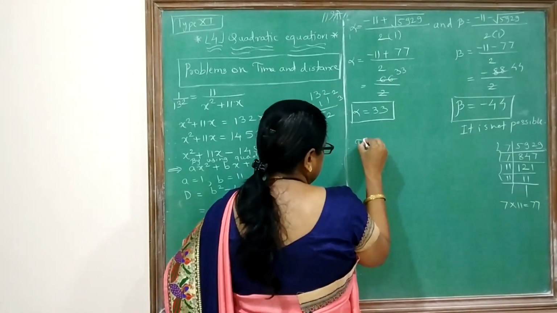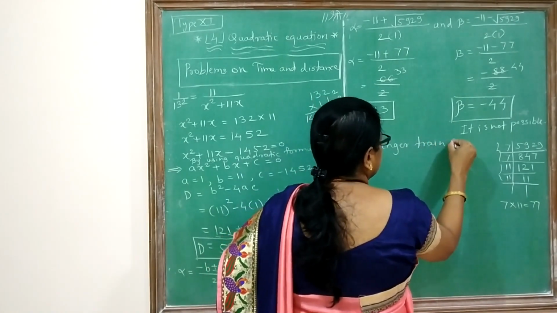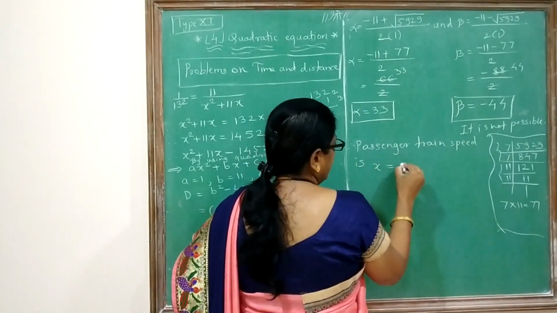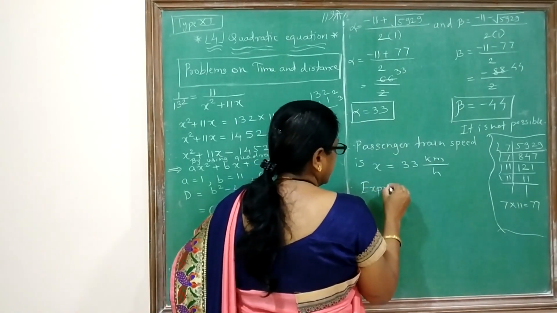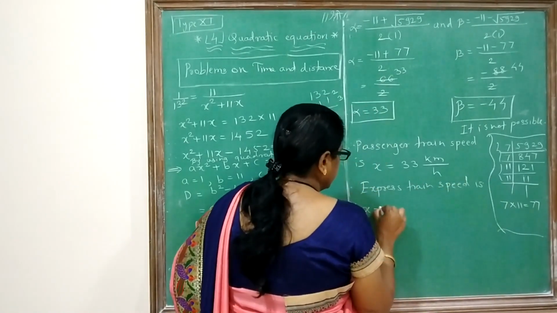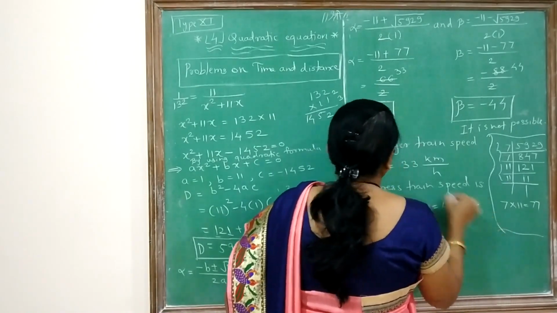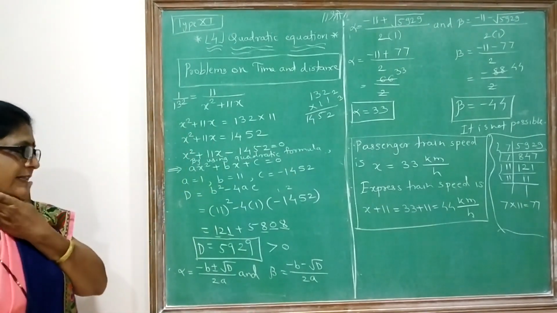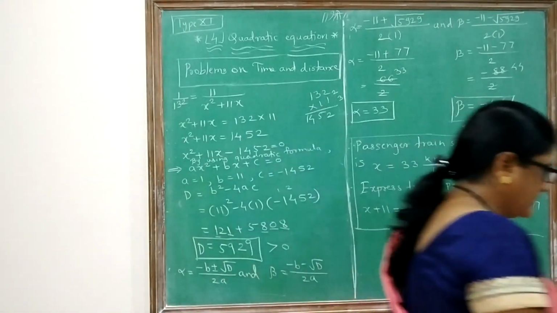Then the passenger train speed is x equal to 33 kilometer per hour, and the express train speed is x plus 11 equal to 33 plus 11 equal to 44 kilometer per hour, and this is your answer. 33 kilometer per hour and 44 kilometer per hour. Again you will see the next example.